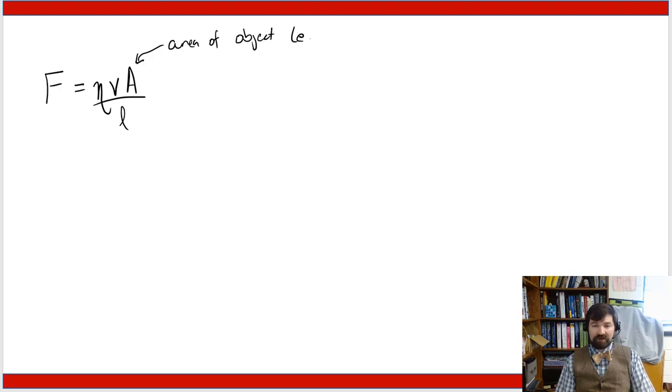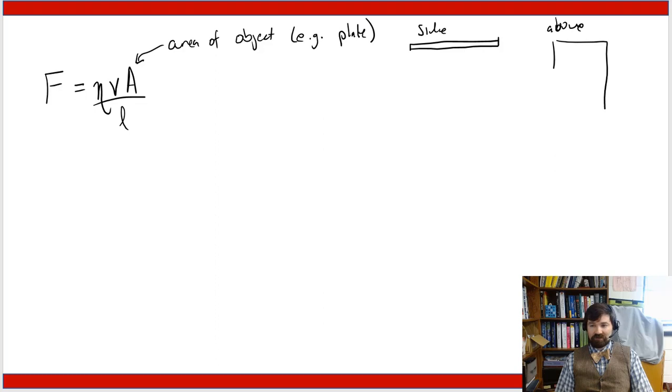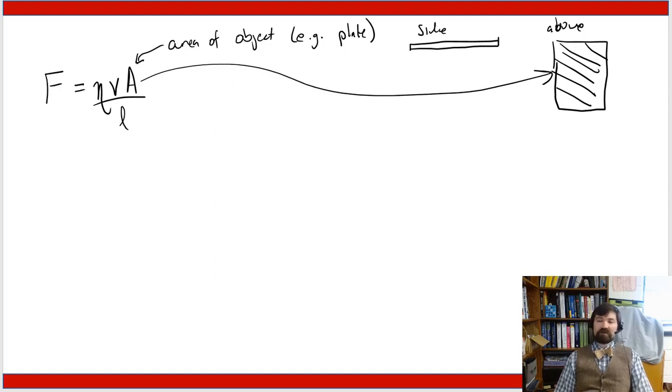So call it object, e.g. like a plate. So if you're dragging a plate across the top of water, then the plate itself is maybe oriented like this to the water, but if you looked at it from above, you'd maybe have something shaped like this. This right here would represent your area. So this area is this right here.